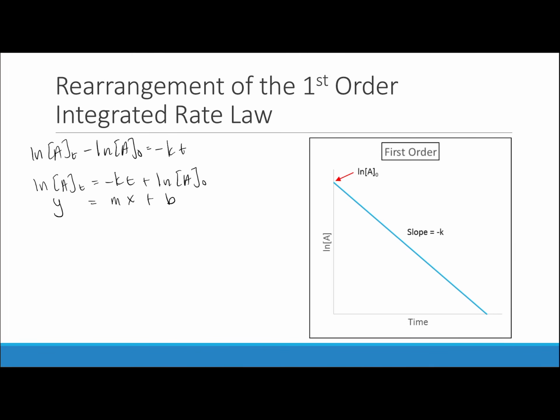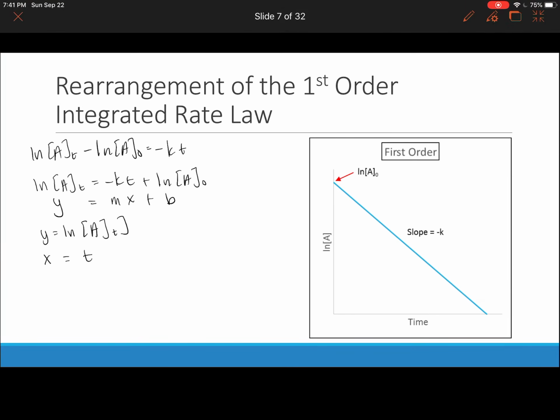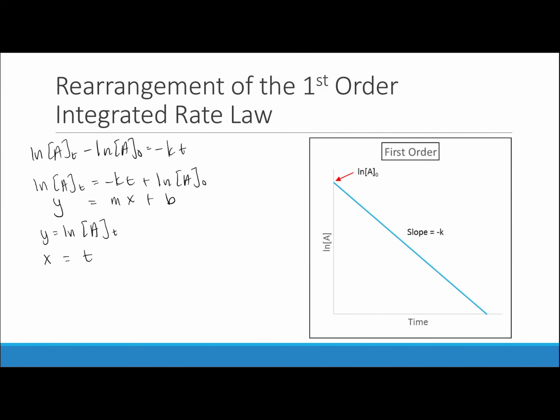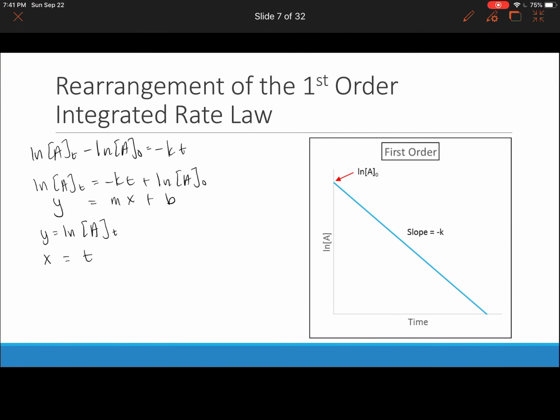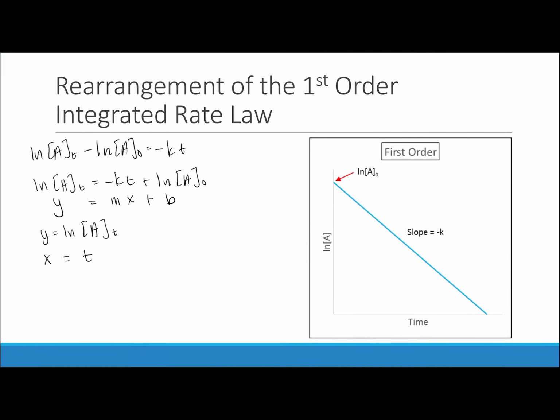So if we have our y equal to ln A_t, our x equal to t, and we graph these, so time versus ln A, we would have a k, which is our slope, or rather a negative k for our slope, and then ln A naught will be equal to our y-intercept.